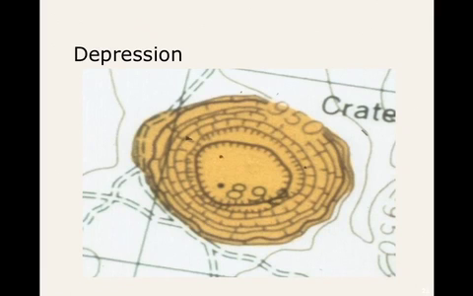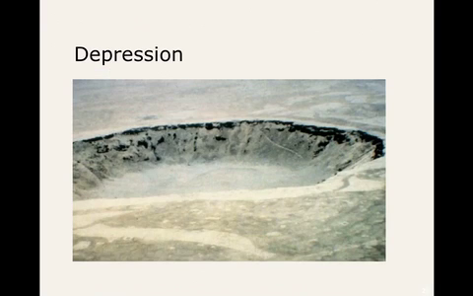The next terrain feature is a depression. A depression is a low point or hole in the ground with higher ground on all sides. It is represented by closed contour lines that have tick marks pointing towards the lower ground. So these are closed contour lines and the tick marks point down. Here's a picture of a depression.